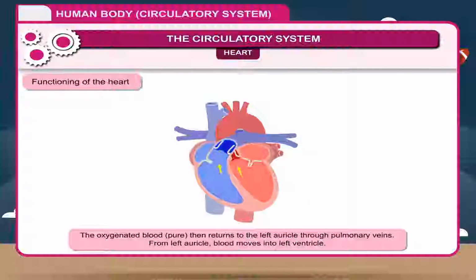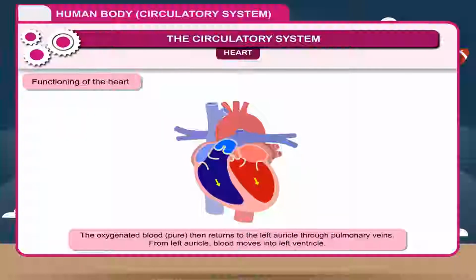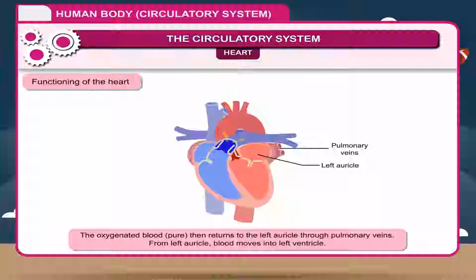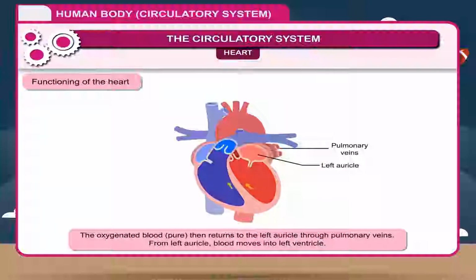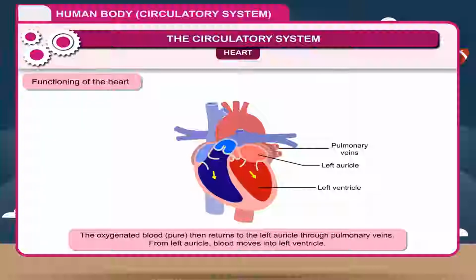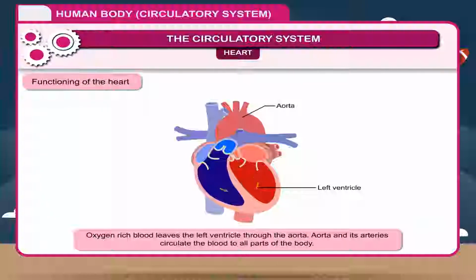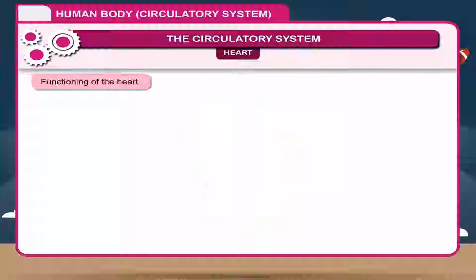4. The oxygenated, pure blood then returns to the left auricle through pulmonary veins. From the left auricle, blood moves into the left ventricle. 5. Oxygen-rich blood leaves the left ventricle through the aorta. Aorta and its arteries circulate the blood to all parts of the body.